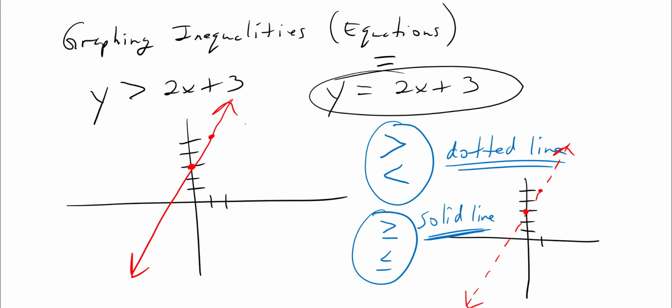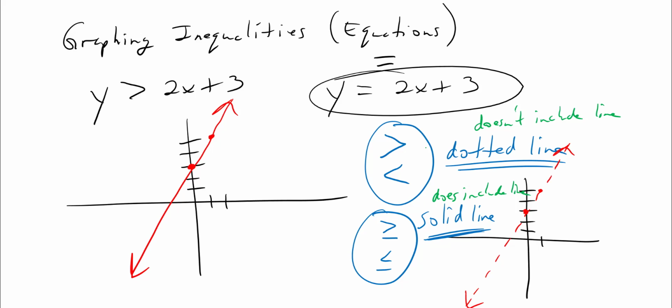If it's a dotted line, basically a dotted line means it doesn't include the line. In other words, that's not part of the solution. And if it's a solid line, it does include the line. All right, so that's the first thing that I want to teach you guys. If you have a less than symbol or greater than symbol, it's a dotted line. If it's greater than or equal to or less than or equal to, it's a solid line. Very, very, very important.